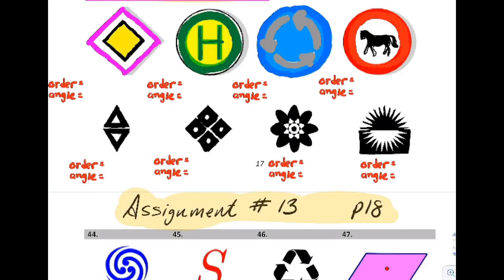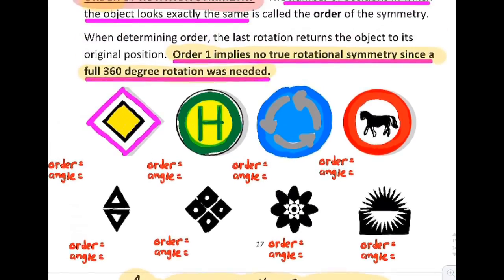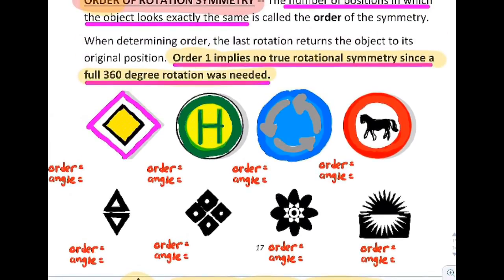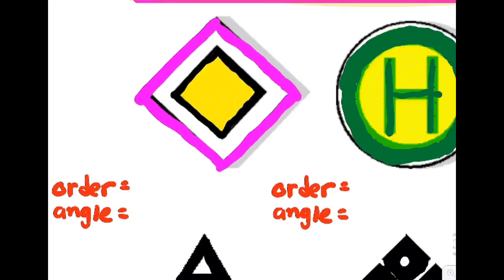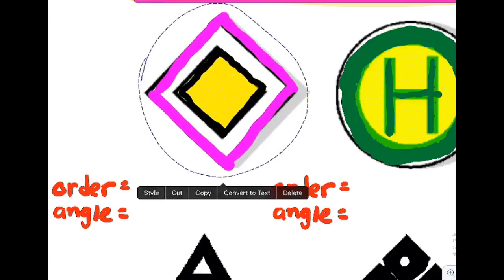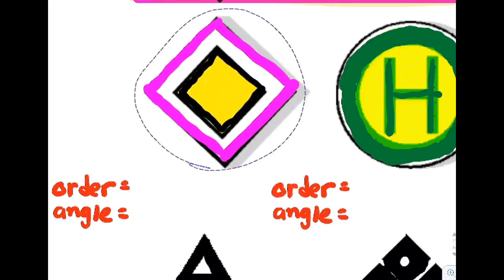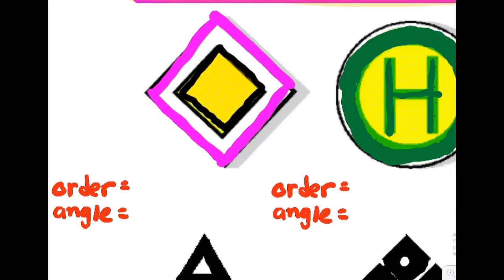Now let's actually try this with these 8 examples here. There's some math behind the relationship between order and angle. So let's look at this one. This is sort of a square, just turned on its side. And there are 4 positions, just like we did before. So the order would be 4. There's 1, 2, looks the same, 3, looks the same, 4. And then if we did it again, we'd be back to where we started. So the order is 4.